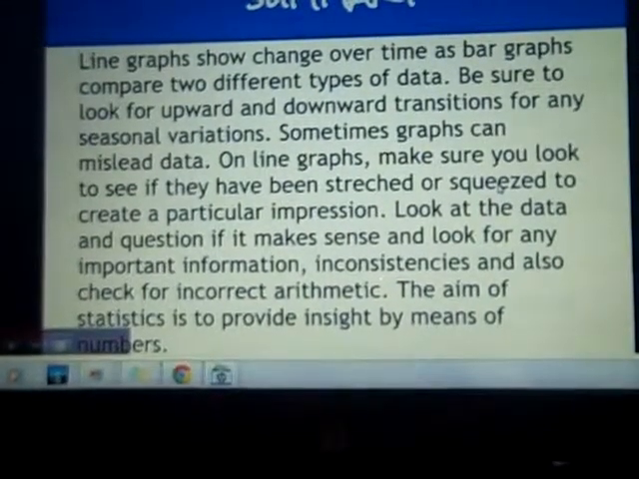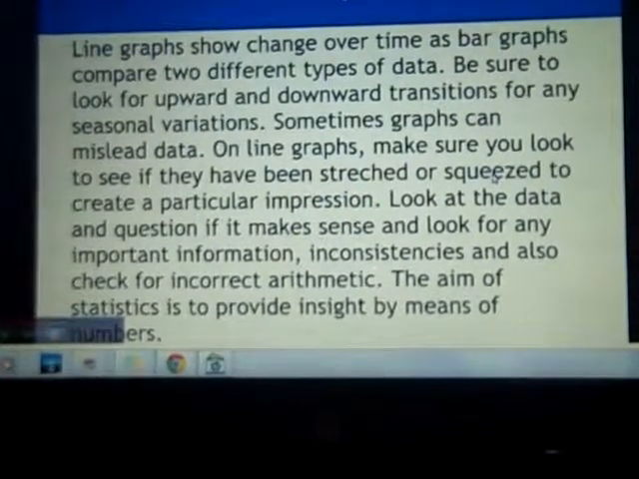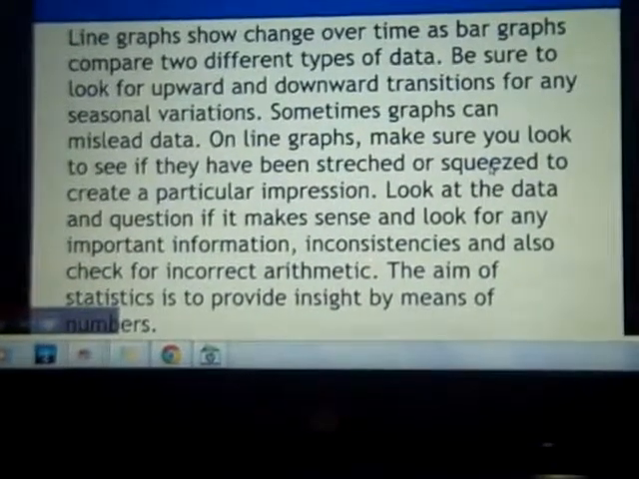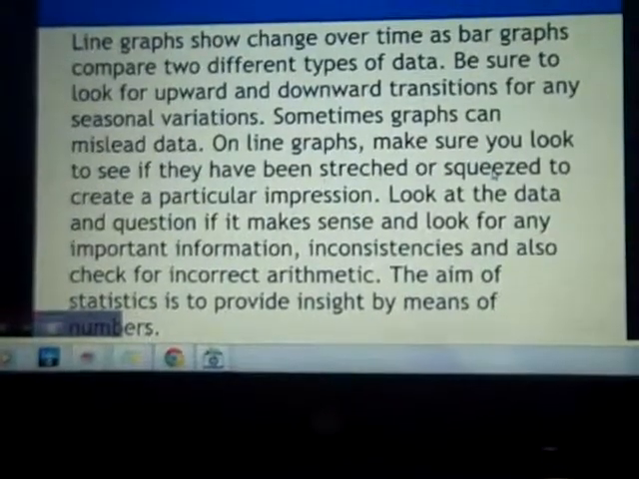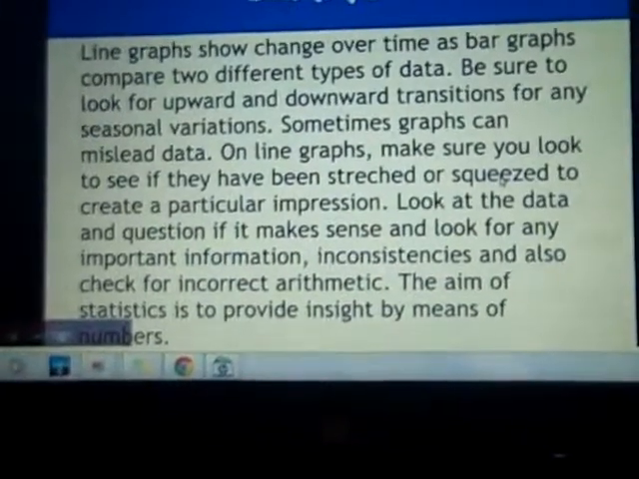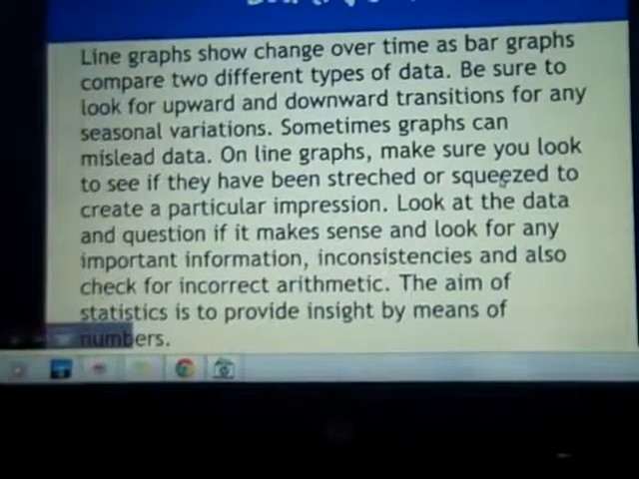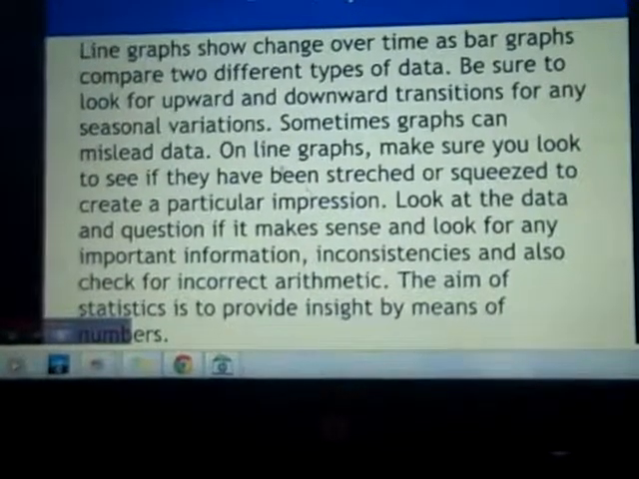Look at the data and ask if it makes sense, or look for any other important information. Also look for inconsistencies, and check for incorrect arithmetic. And the main aim of statistics is to provide insight by means of numbers. The end.